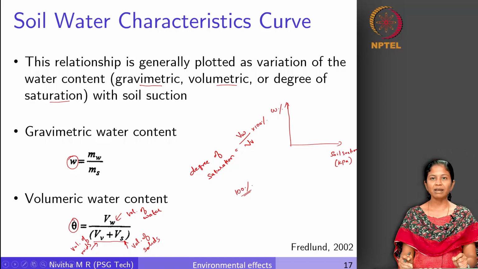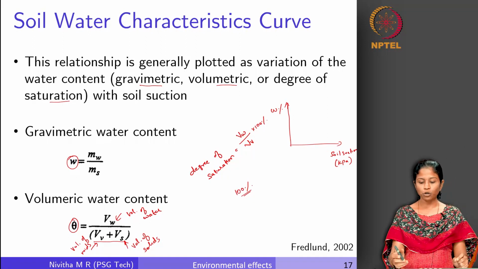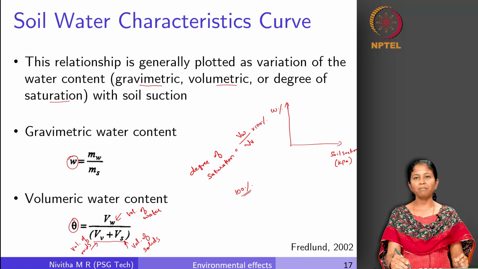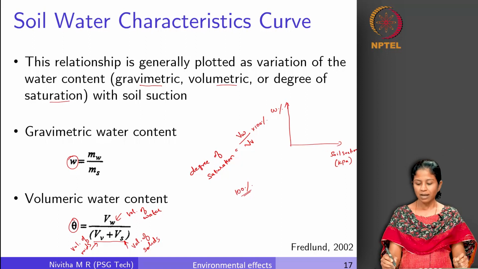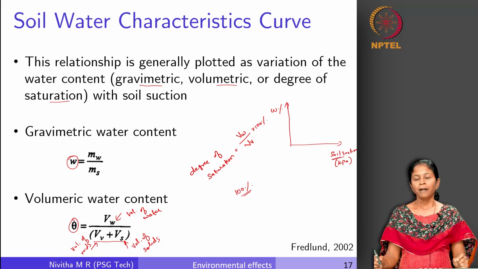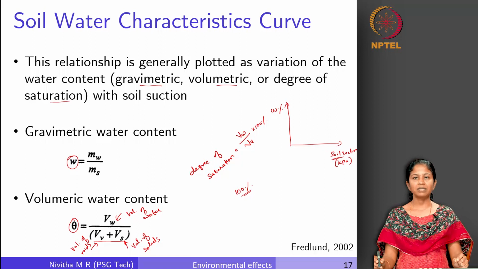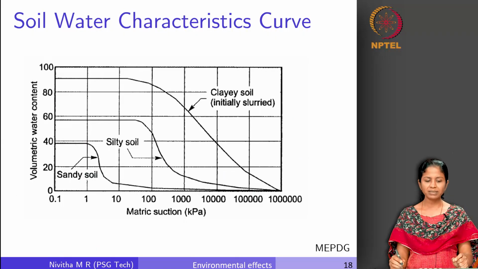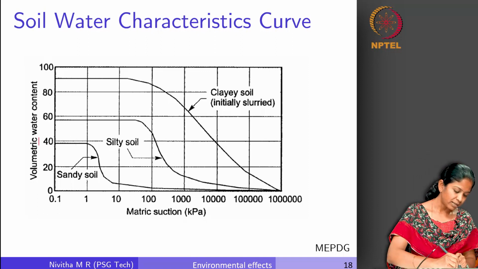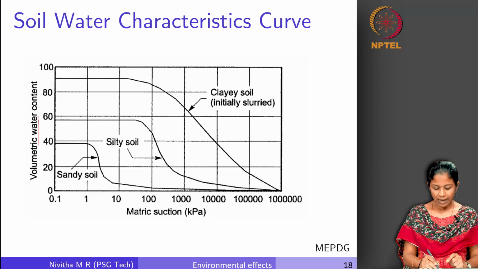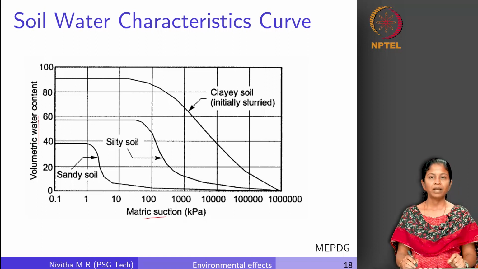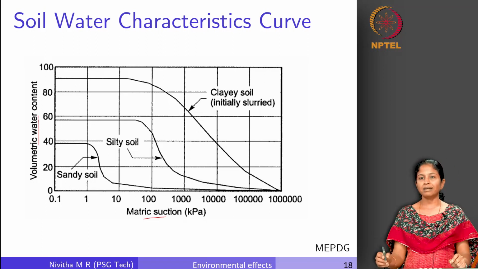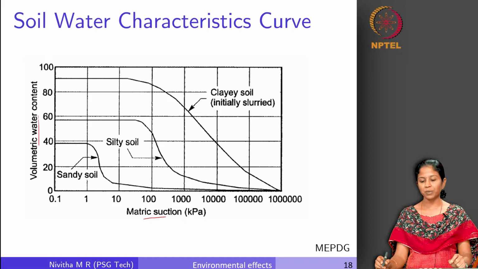So, these are the 3 parameters which could be used on the y-axis. Either of these 3 parameters will be used on the y-axis with respect to soil suction. Some textbooks also call this matric suction, right. Now, how does this soil water characteristic curve look like? You can see here, this is volumetric water content and this is matric suction. Again, there are other kinds of interpretations also available for this soil water characteristic curve.